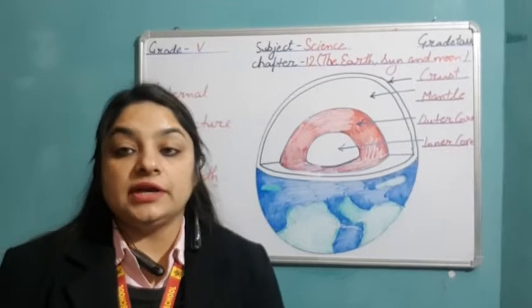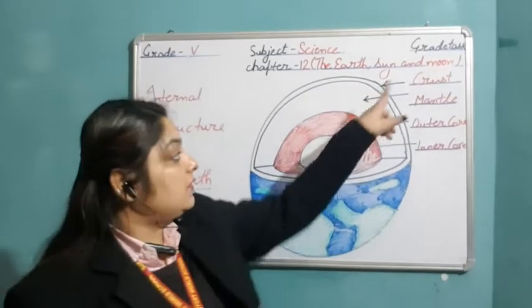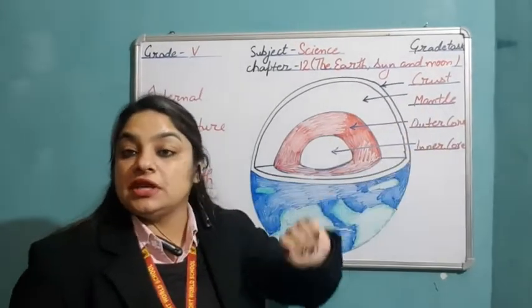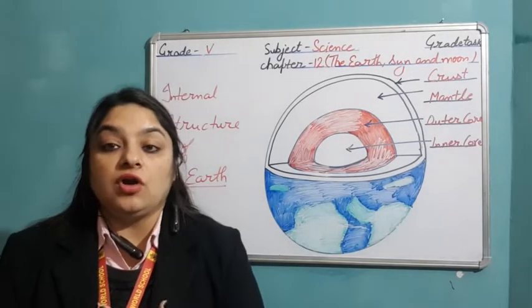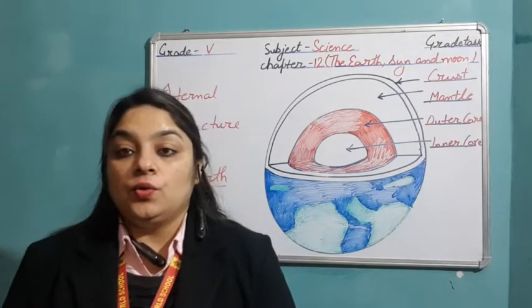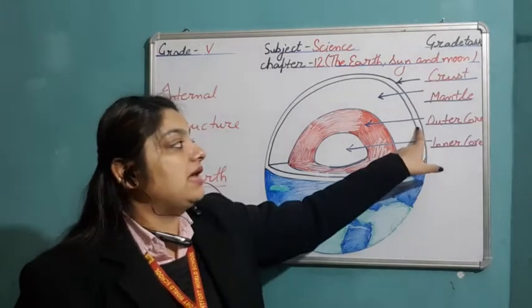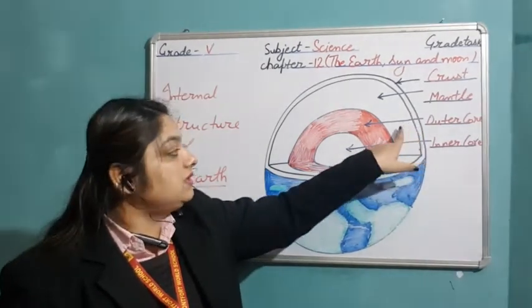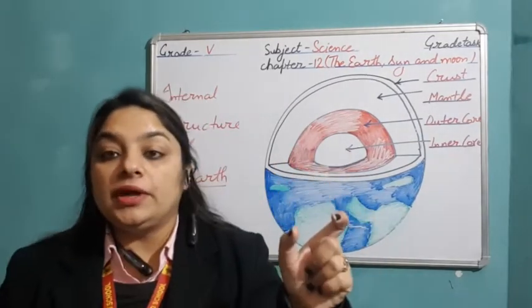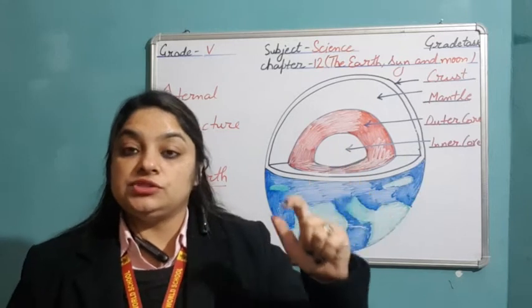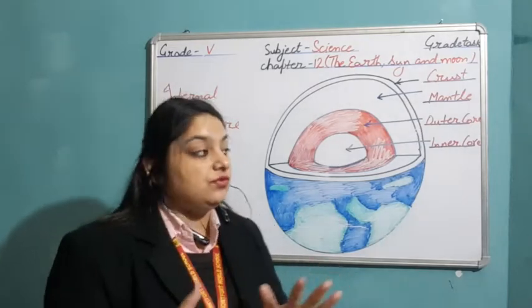Now we'll study about the different layers of the Earth. When we are studying the internal structure of the Earth, Earth has mainly 3 layers. First is the crust, second the mantle, and the innermost layer is the core. The outermost layer of the Earth, which is hard, where all the continents and oceans are present, where we live, is known as the crust. The thickness of the crust varies from 5 kilometers under the oceans to 70 kilometers under the continents.